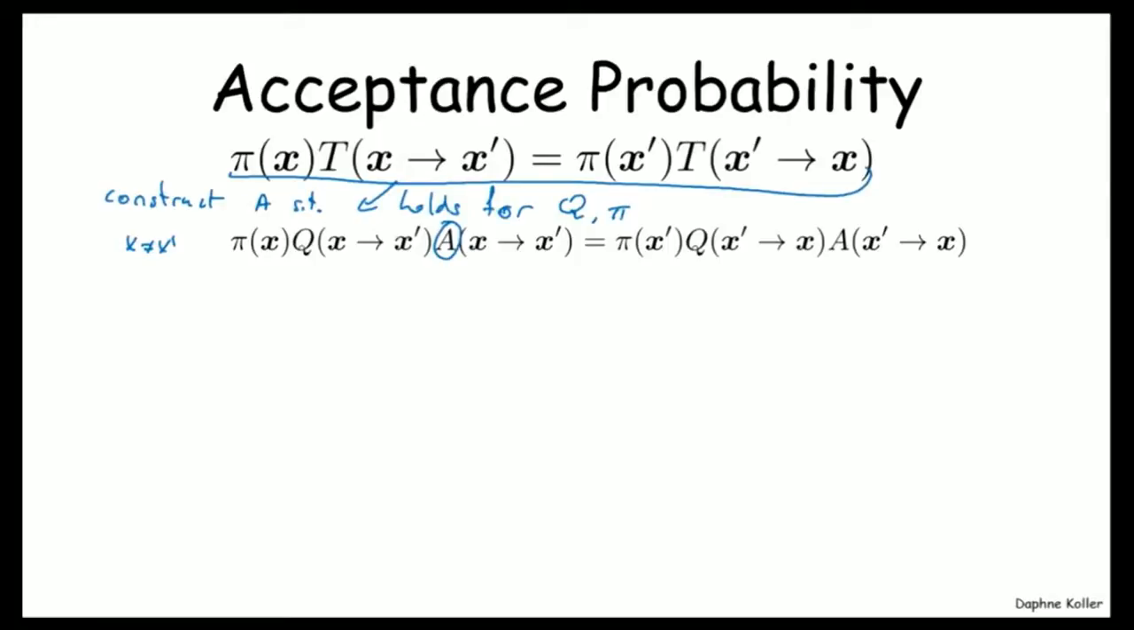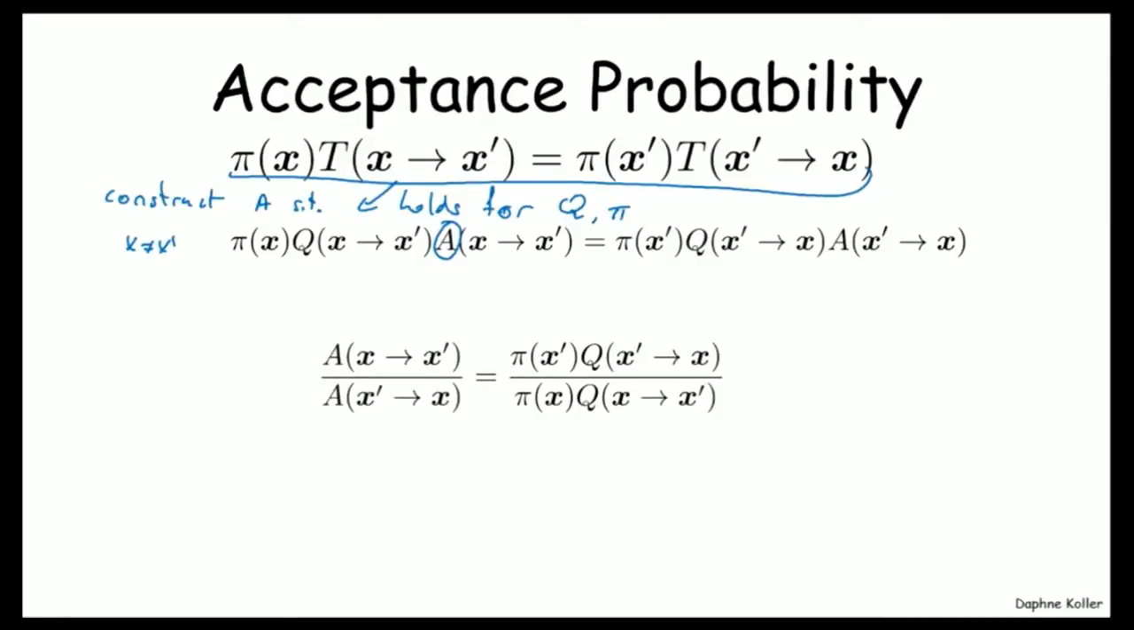So this is the equality that we want to have happen. Now let's go ahead and define this as a constraint on the acceptance probabilities. We have acceptance probabilities A occurring on both sides of the equation, so I'm going to move both A's to one side and everything else to the other side. And so I get a constraint on the ratio between the acceptance probability from x to x prime and the acceptance probability from x prime to x.